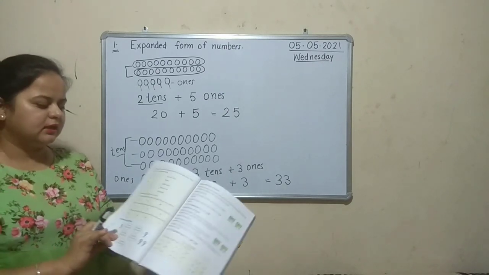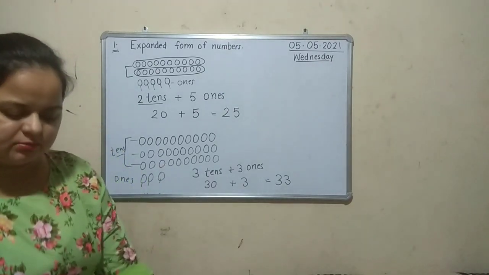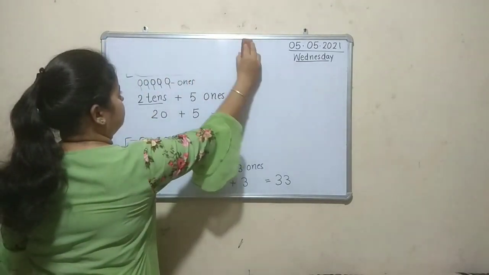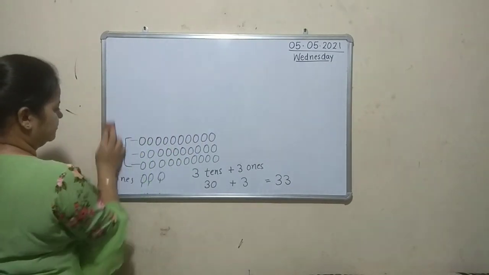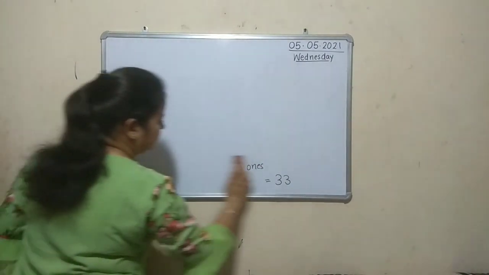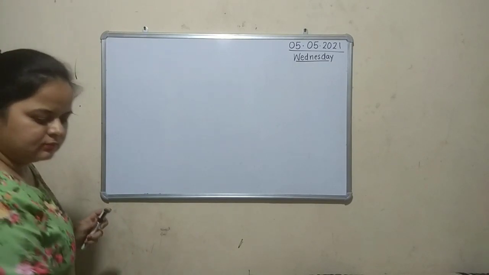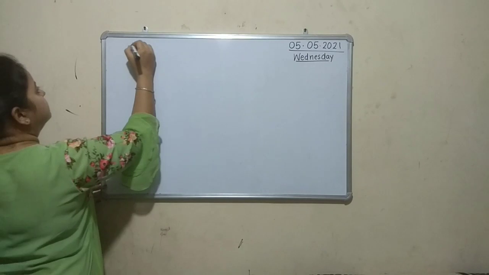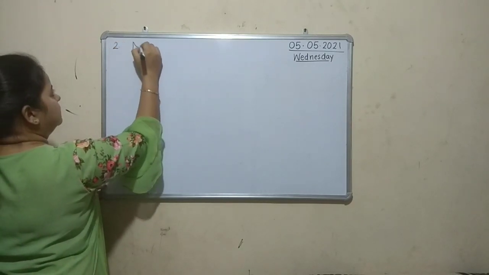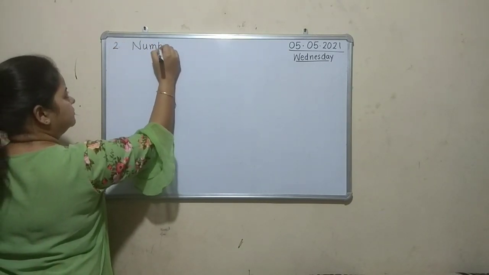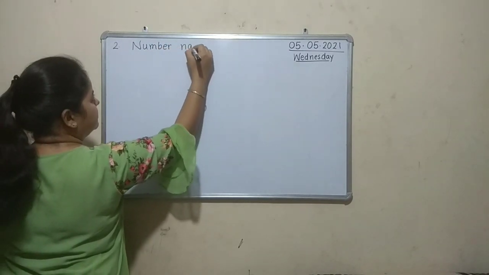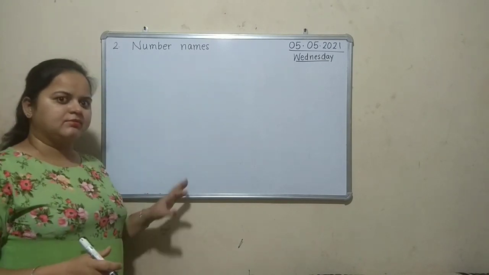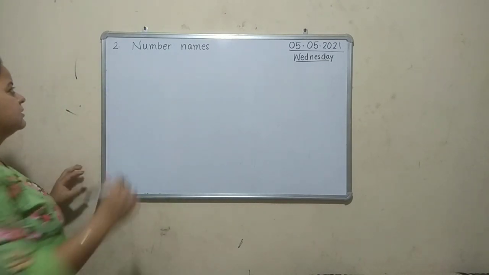Okay, the second thing in your book is number names. Number 2, number names. Done? Now we will do number names.